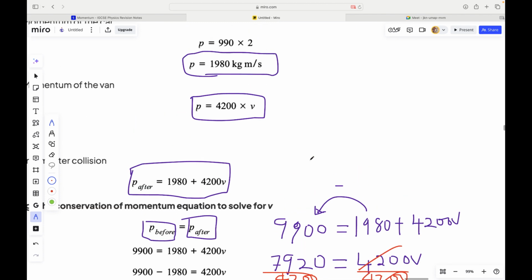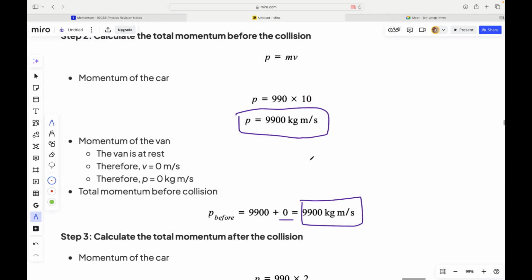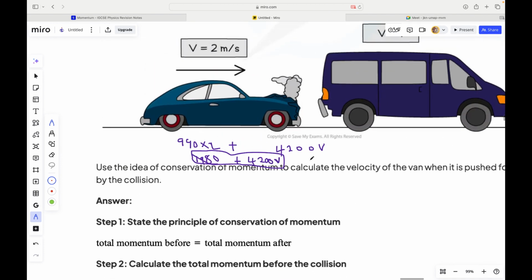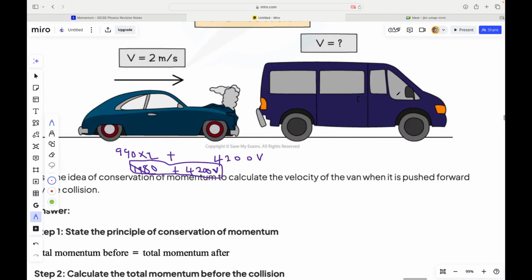Because this is what they want you to calculate: the speed of the van after collision. After collision, since this one is still going forward, definitely the van is going forward also. So they just want us to calculate the speed at which this van is moving forward, that's why they put V here. And that's what we have done using the law of conservation of momentum.